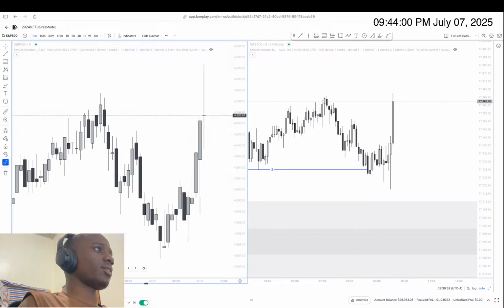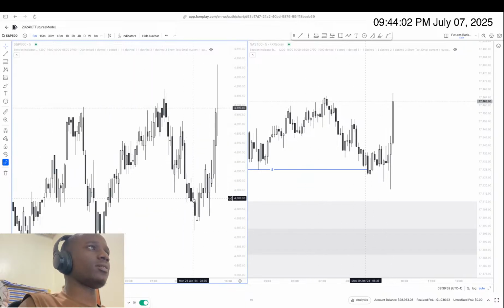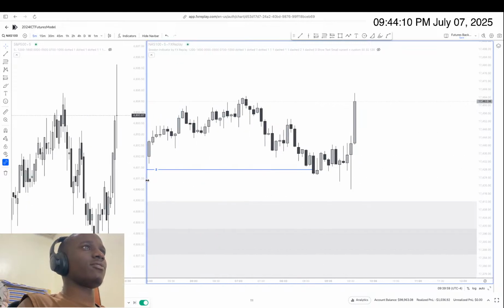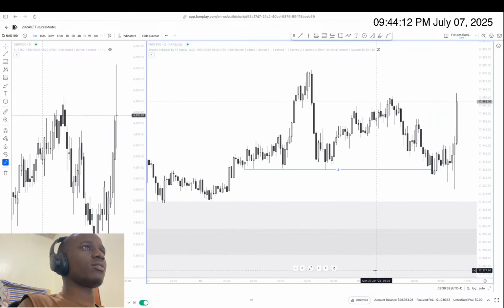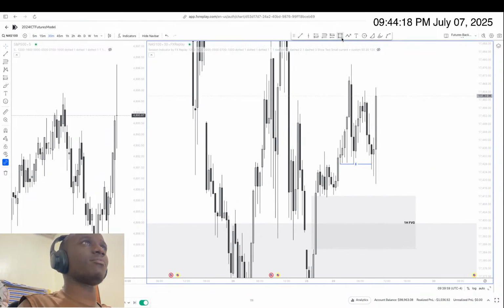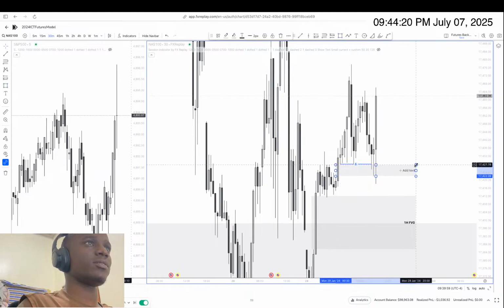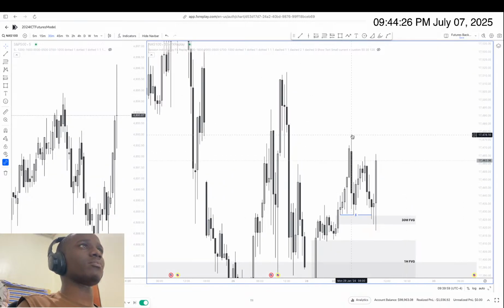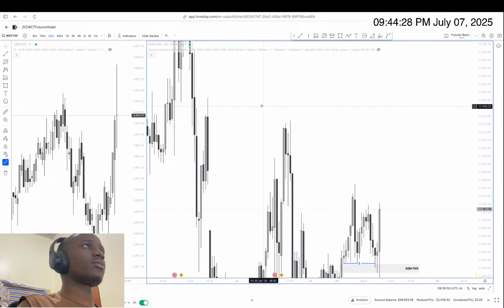How is it looking? So we dropped. We're still having a very big SMT, and so far we can see that we have the sweep. Are we in some kind of POI? Let's see the 30-minute. This is that we're in a 30-minute fair value gap here. That's holding price. So our drawn liquidity would be this high, or this one as well.